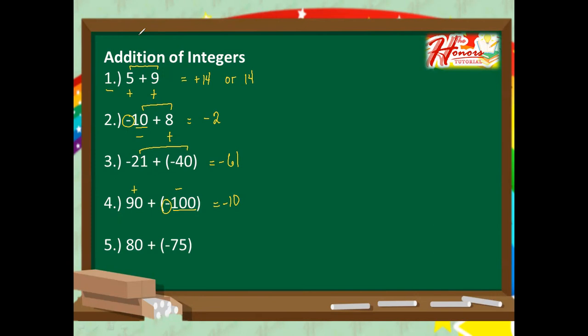Next, number 5. For number 5, again, we have here opposite signs. 80 is positive, 75 is negative. So therefore, we should subtract the numbers. So 80 minus 75, that is 5. And then copy the sign of the larger number, that's 80, and that is positive. So positive 5, you can write positive 5 or 5. That's it for addition of integers.